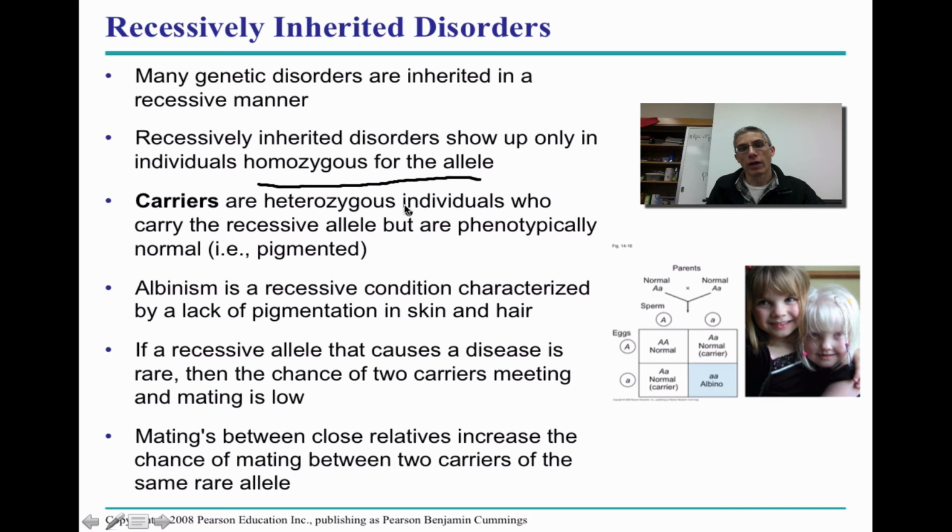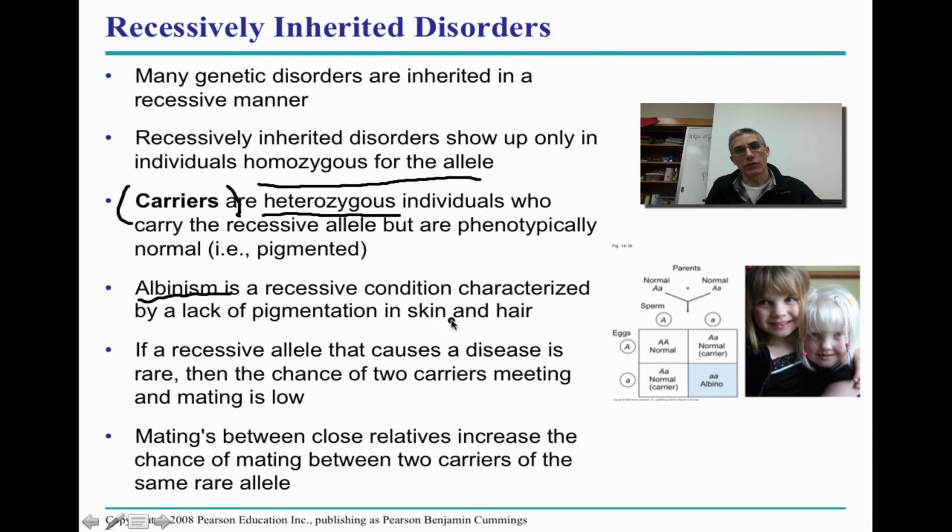Those individuals out there that actually have one of those recessive alleles, in other words, they'd be considered heterozygous, oftentimes we will use the word carrier. In other words, you're not seeing the expression of that recessive characteristic, but we call them carriers because they could potentially pass it on to their offspring.